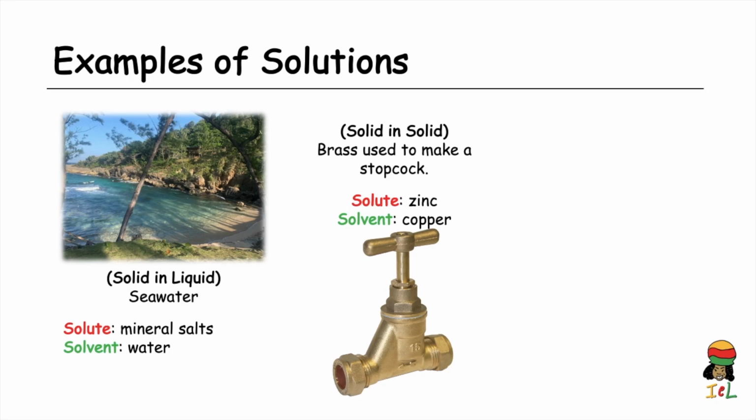Next is brass, which is a metal alloy. In this example, brass is used to make a stopcock or a tap, and the solute in brass is zinc and the solvent is copper.